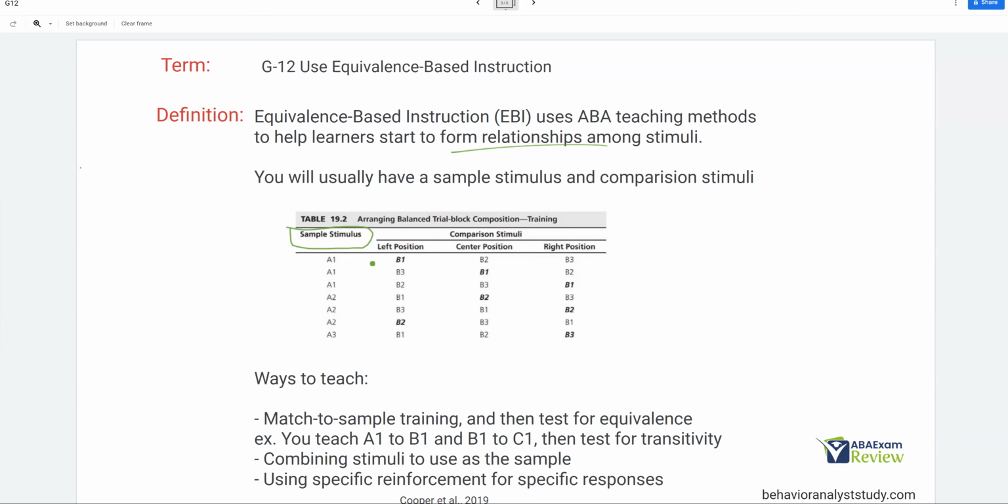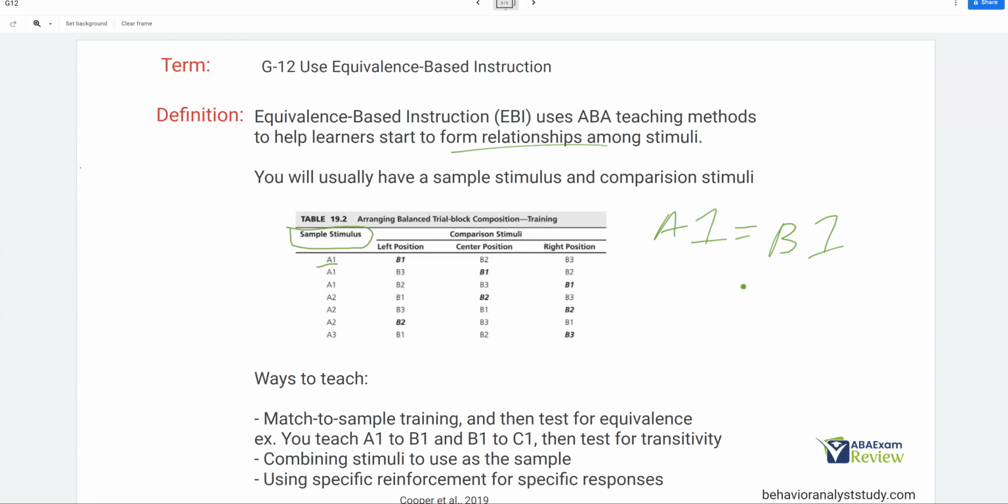So if our sample stimulus, which might be what we present, is A1, and let's say the item in bold is what we're teaching. Our comparison stimuli is what we want our learner to match to. So the sample stimulus is A1, and your teaching equals B1. Okay, so you might teach that relationship just like you would anything else, right?